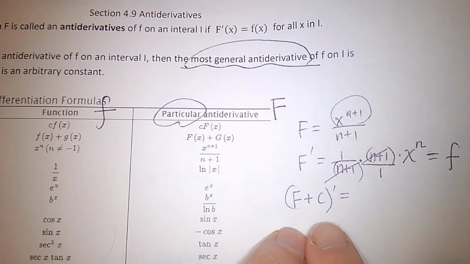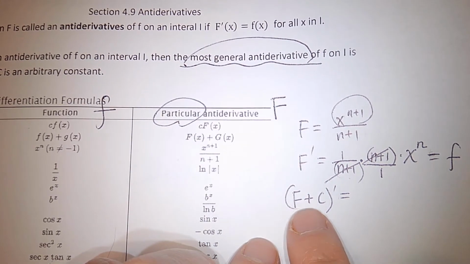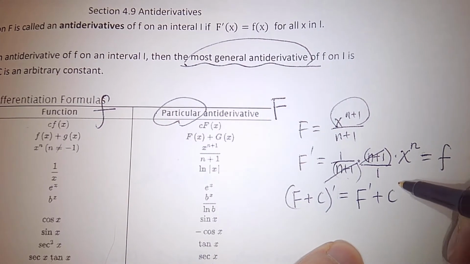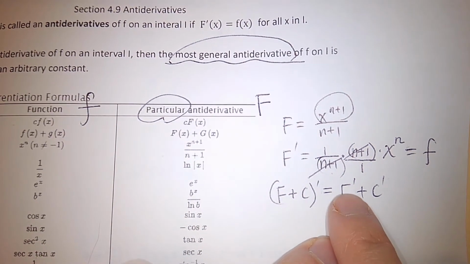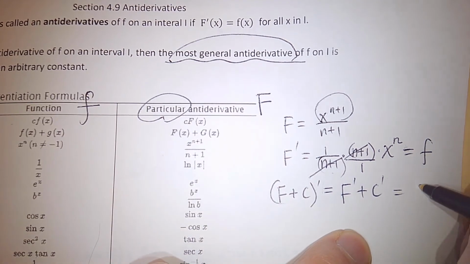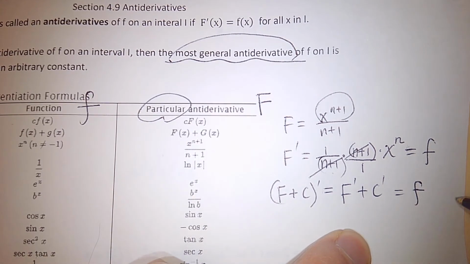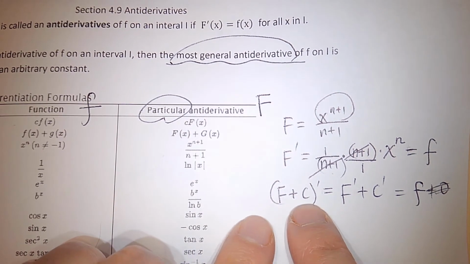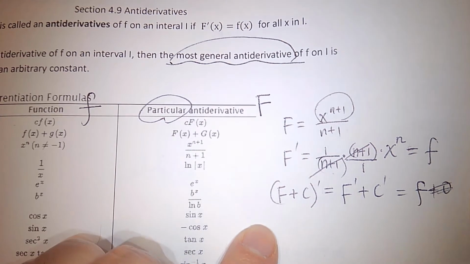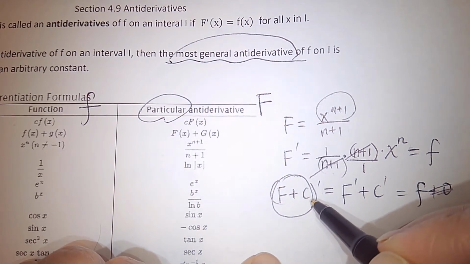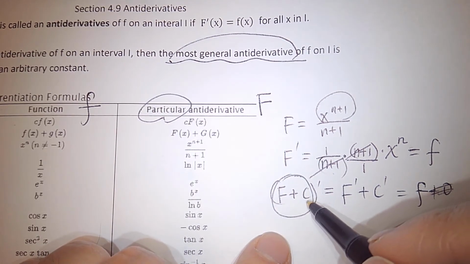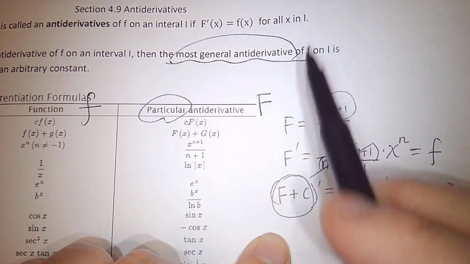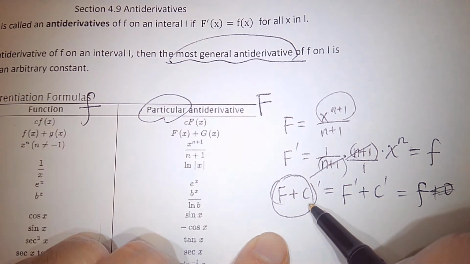Now let's still use this example. The derivative of capital F plus constant c equals the derivative of capital F plus the derivative of the constant. What is capital F's derivative? Lowercase f, right? What is a constant c's derivative? 0. See? The derivative of capital F plus constant c also equals f. So we say capital F plus c is also an antiderivative, and we call it the general antiderivative, because this c could be any real number.